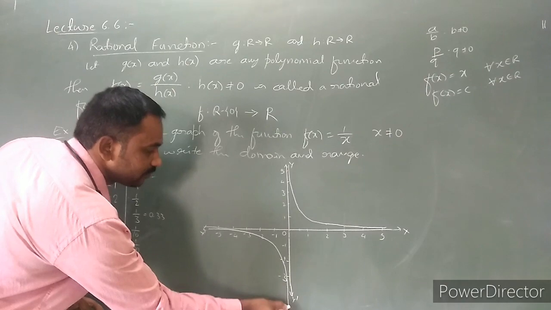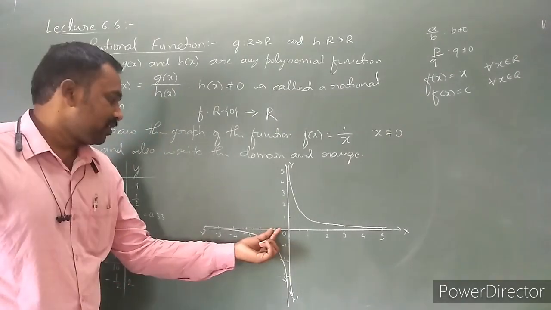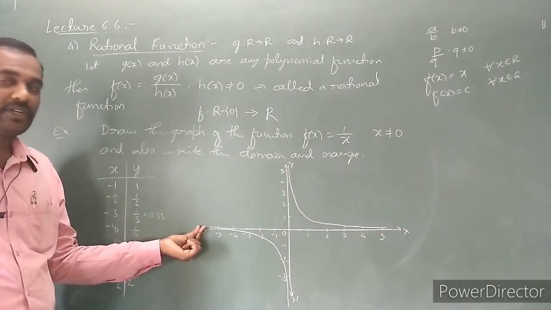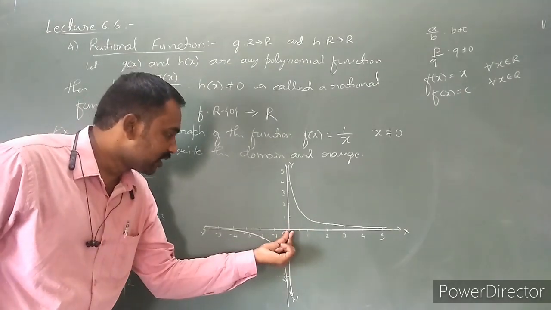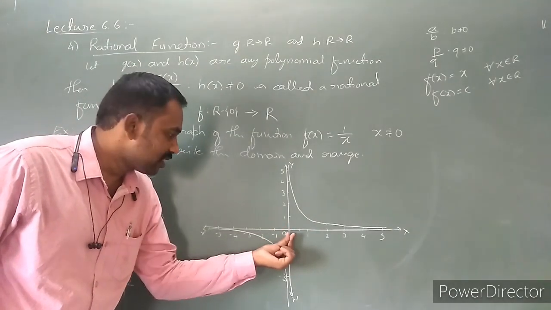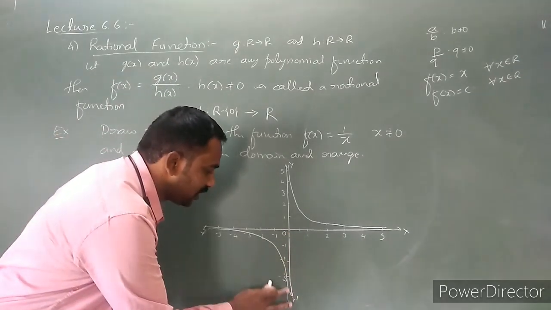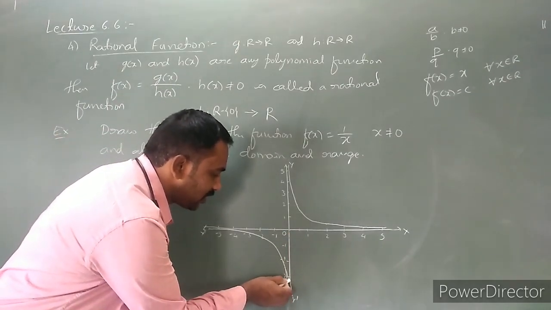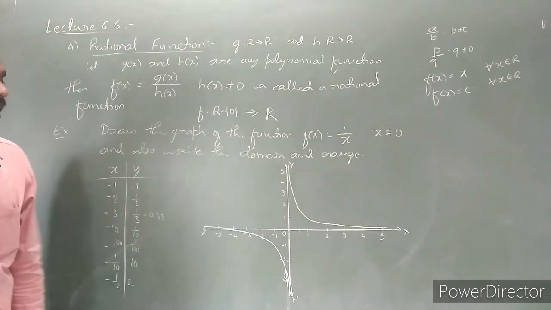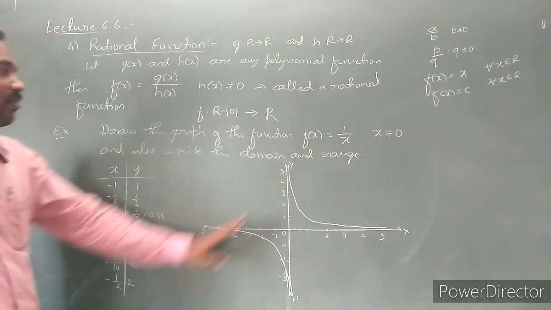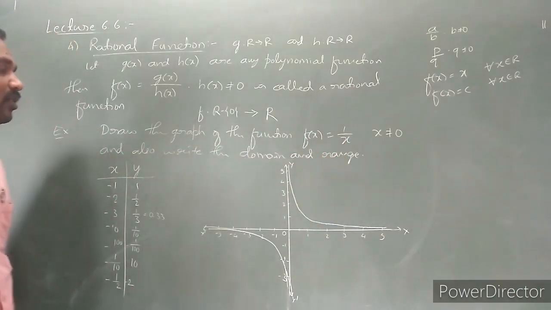This is the graph. On decreasing the x value it is closer to the x-axis, and going from negative towards 0 it is closer to the y-axis, but it never touches the y-axis and never touches the x-axis. This is the graph of the function f of x is equal to 1 by x.